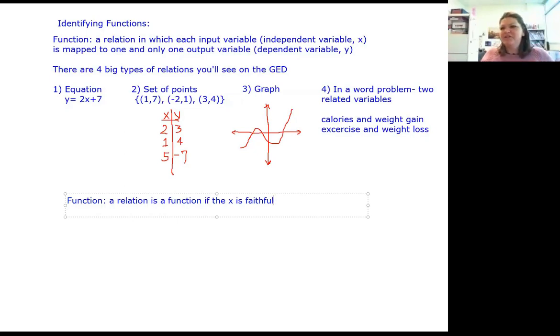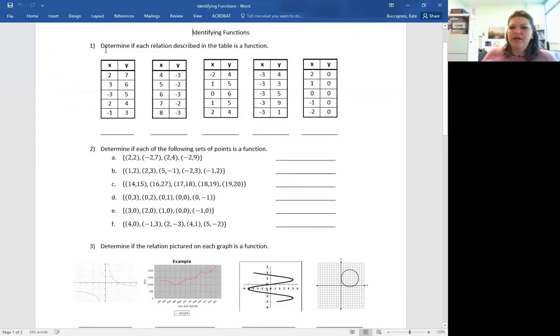Did you get this page down? Okay. So I'm going to look at number 1 here. It says determine if each relation described in the table is a function. I told you it's a function if each x value, like here's an x value of 2, is mapped to one and only one y value. So you're looking for your x's to be faithful. Now, this very first graph is a great example of something that's not a function. Okay, let's take a look here.